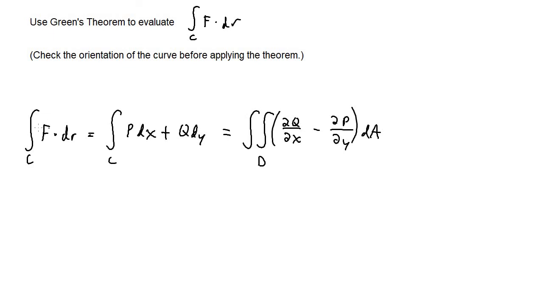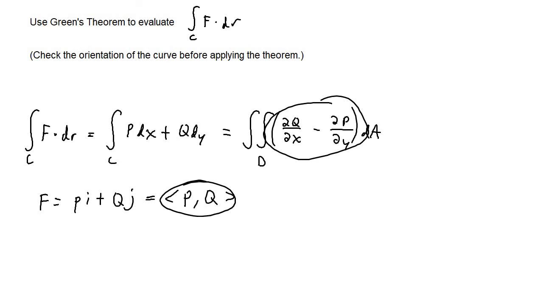And remember, the vector field F that is given to us is going to be in the form F equals P times i plus Q times j. Now in component form, it can also be written as P comma Q. And so once again, we're still going to use the exact same formula given the P and Q functions.